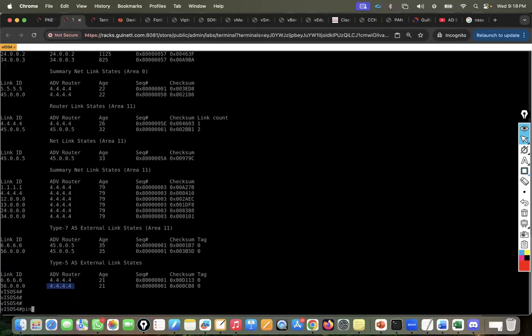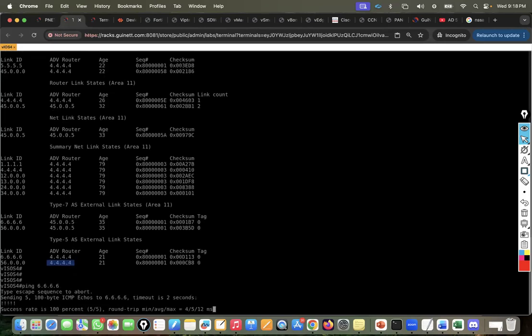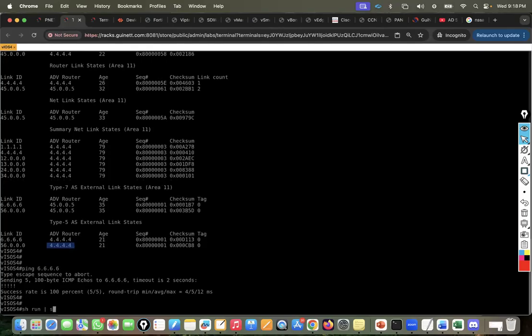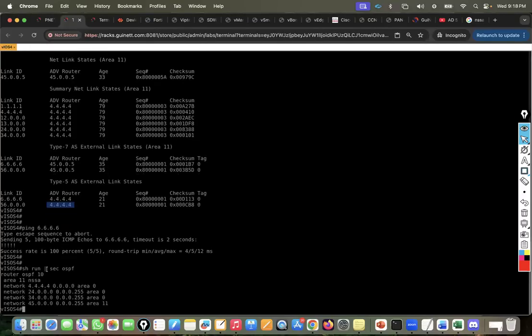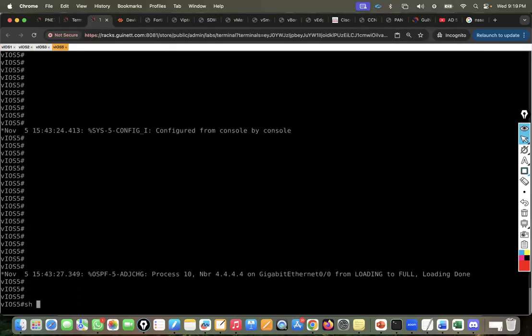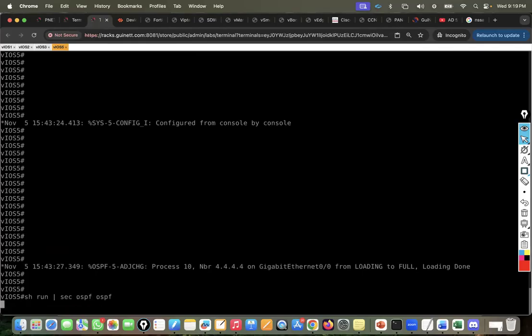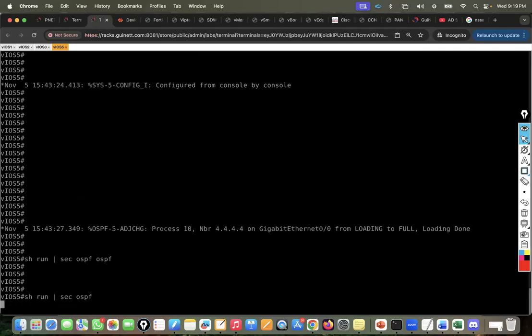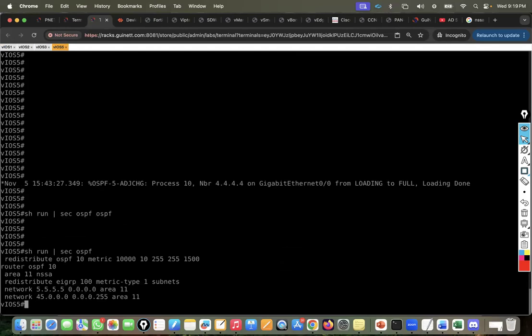But if I make R4 as the stub and this one not so stubby area, not so stub? No. Both are the NSSA. If area is going to mismatch, your OSPF neighborship is not going to come up. If area is going to mismatch, it is not going to make up OSPF neighborship. So both are the NSSA. Clear? So we have the clear understanding till here.